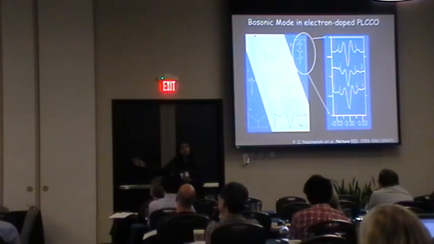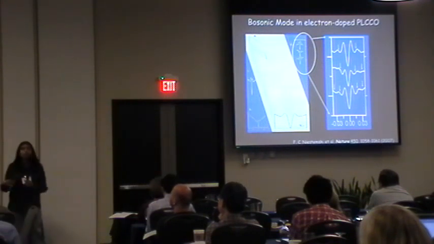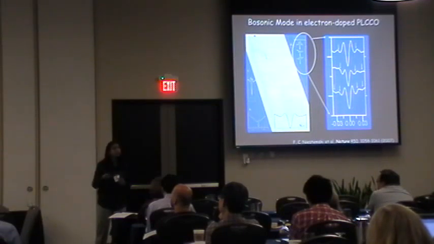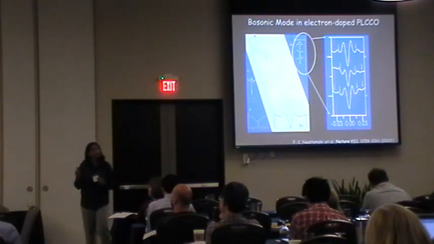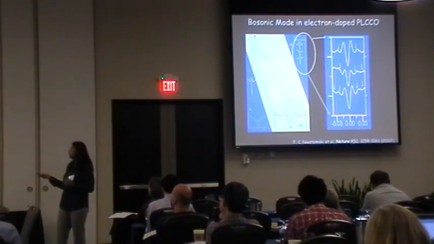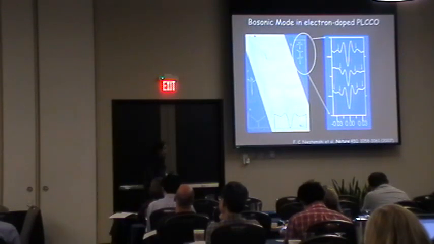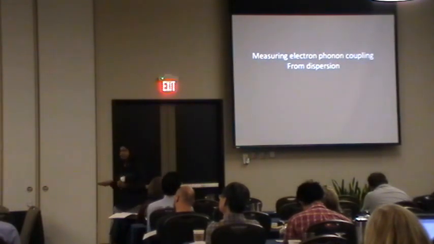But you can look at these spectra, you can get some idea of the energy of the modes involved, but you can't actually get quantitative information about alpha squared F unless you know a lot about the superconductor, and we don't have enough microscopic information on this superconductor to actually extract alpha squared F just by looking at this dI/dV spectrum. So is there a different way?